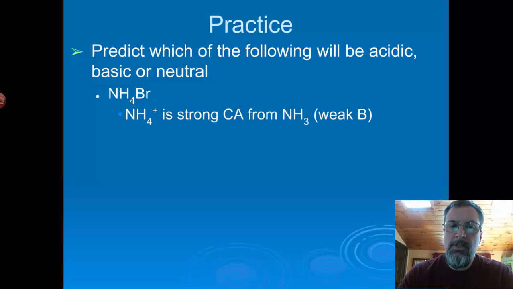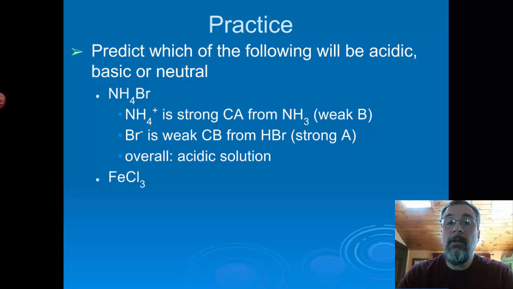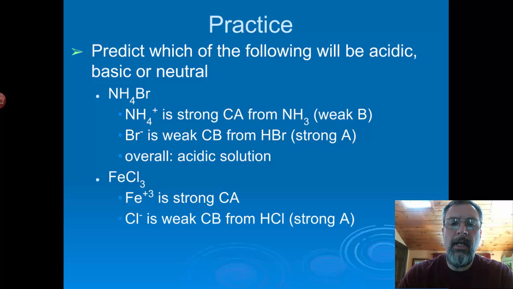Well, NH4 plus is a strong conjugate acid because it came from a weak base. Br minus is a weak conjugate base because it came from a strong acid. So overall, this would be an acidic solution. What about FeCl3? Fe 3 plus is a strong conjugate acid. Highly charged metal ions are strong conjugate acids. Cl minus is a weak conjugate base because it comes from a strong acid, HCl. So this should be an acidic solution overall.